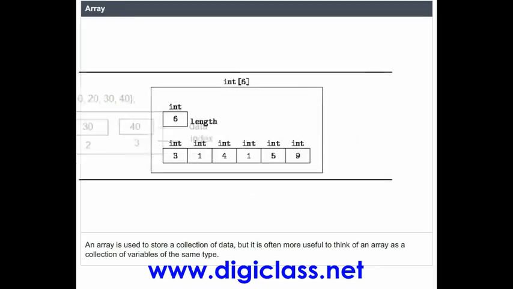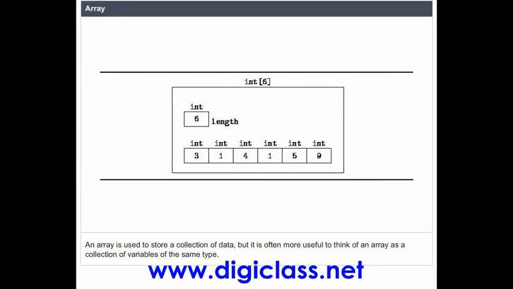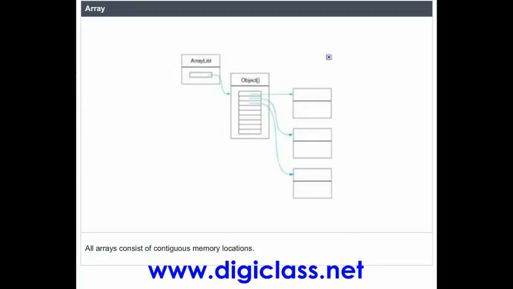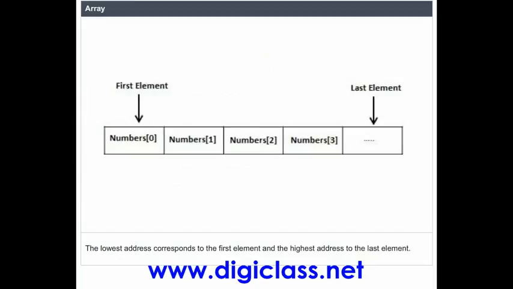An array is used to store a collection of data, but it's often more useful to think of an array as a collection of variables of the same type. All arrays consist of contiguous memory locations. The lowest address corresponds to the first element and the highest address to the last element.